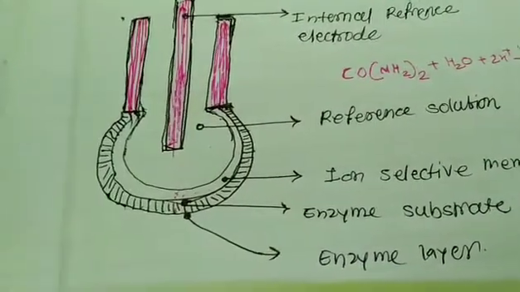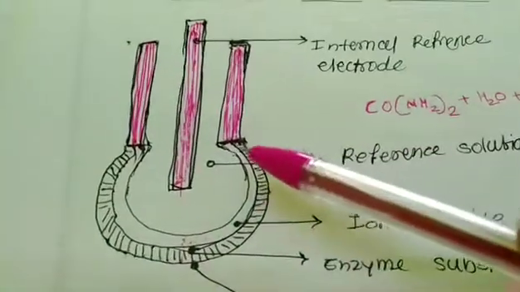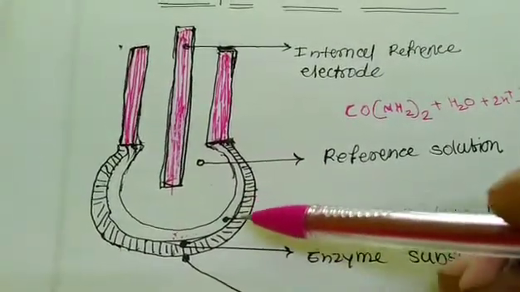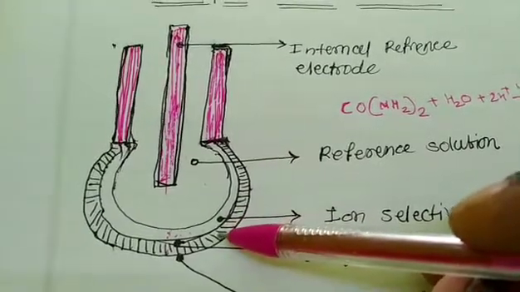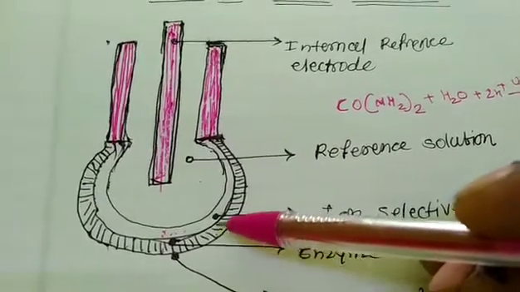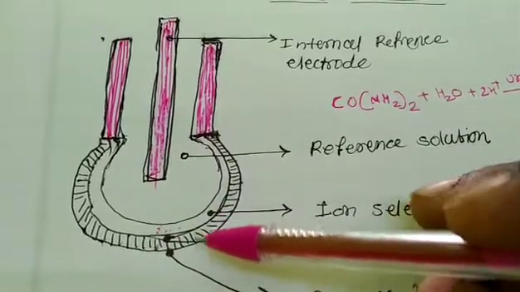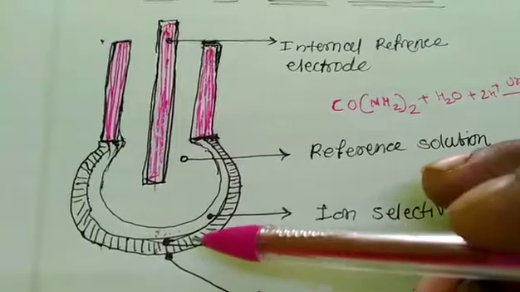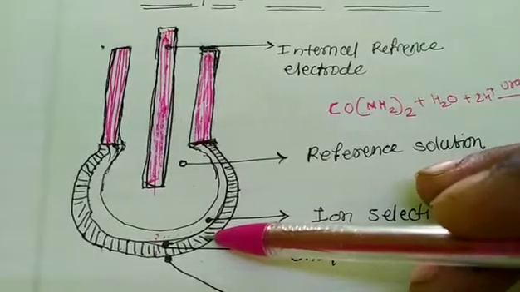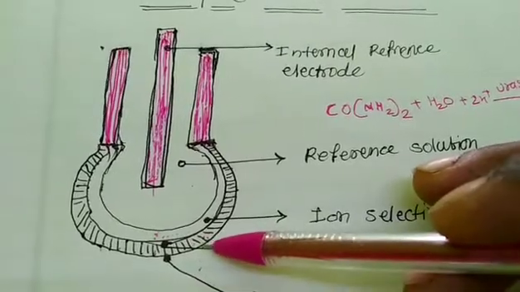The same approach is used for the determination of penicillin. For determination of penicillin we use the penicillinase enzyme. So here we coat the penicillinase enzyme. This penicillinase enzyme decomposes penicillin. When we dip this electrode in the solution containing penicillin, the enzyme penicillinase, which we put here, decomposes penicillin into hydronium ions.